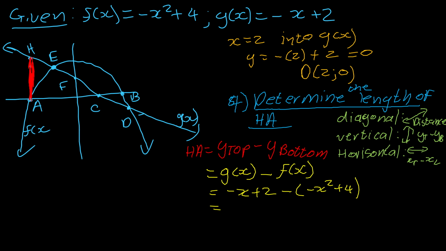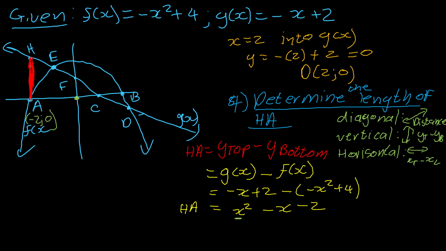And now you simplify. And this simplifies to x squared minus x. And then the minus times the positive 4 gives us negative 4. Or subtracted from the 2 gives us minus 2. So now you have this formula that can help you determine the length. Now if we can figure out what the x value is, then we can substitute it in and we can find the length. And this is where our coordinate for A comes in.